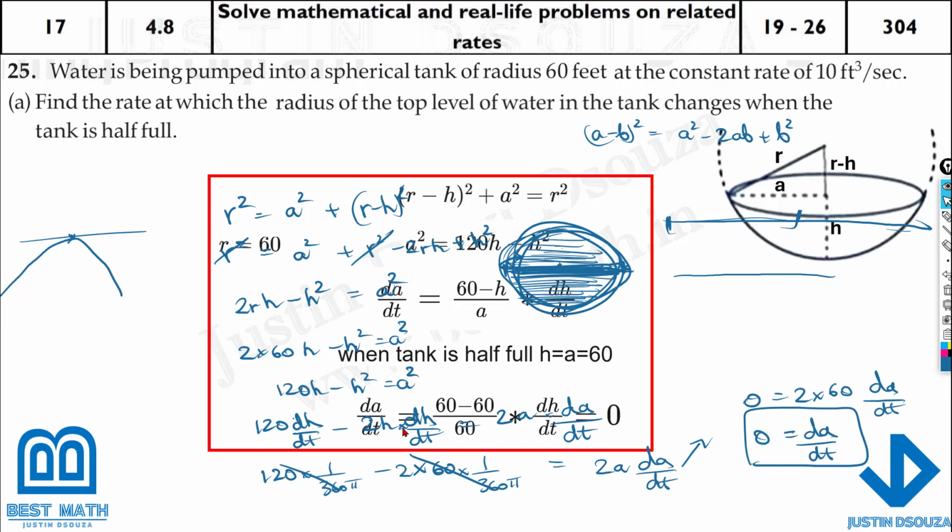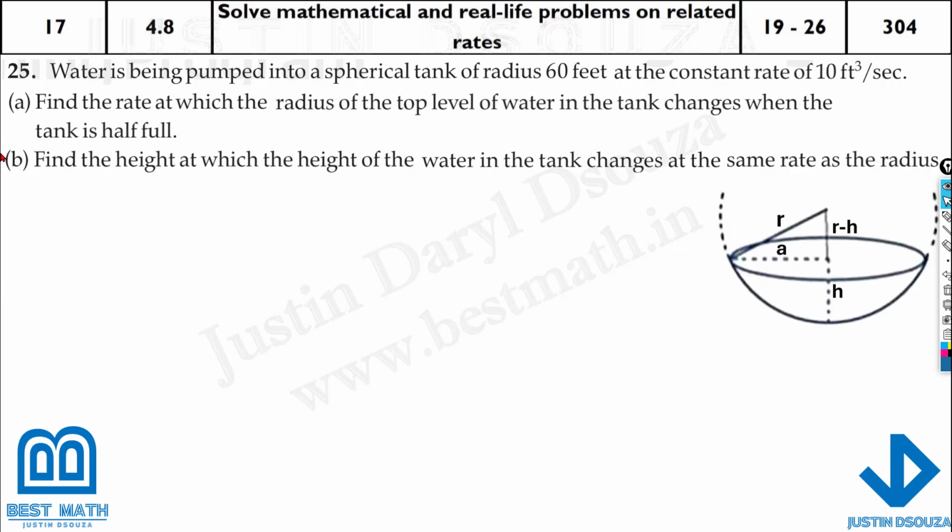The answer will be 0. You can see over here as well, dA by dt. Finally, when you solve it up, it will be 0 by 60 multiplied by this term. It's 0 itself. Now they have one more part, that's part B. Find the height at which the height of the water in the tank changes at the same rate as the radius. So what they're asking is, the rate of change of the height with respect to time must be equal to the rate of change of the radius, that is dA by dt. When I was trying to solve this by myself, I used Pythagoras theorem and it didn't work. But when I take the height, it'll work. So let me show you how to solve this.